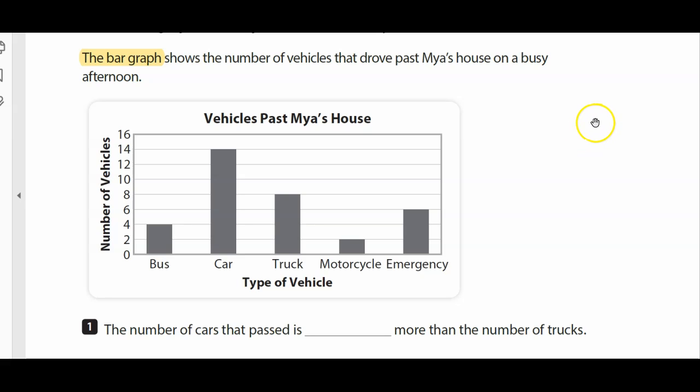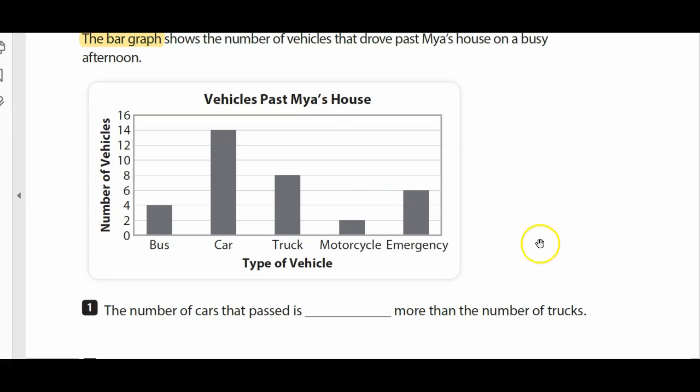The bar graph shows the number of vehicles that drove past Maya's house on a busy afternoon. So this is the number of vehicles. The numbers on the left say number of vehicles. The labels at the bottom are the types of vehicles. So what types of vehicles did she see? A bus, car, truck, motorcycle, an emergency vehicle like an ambulance.